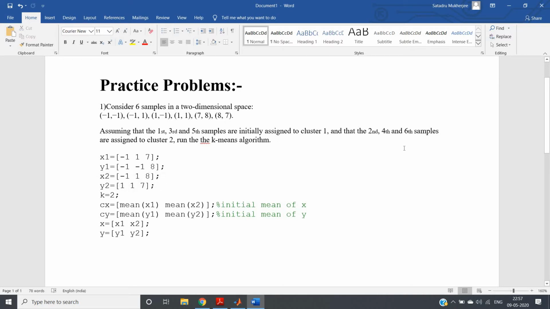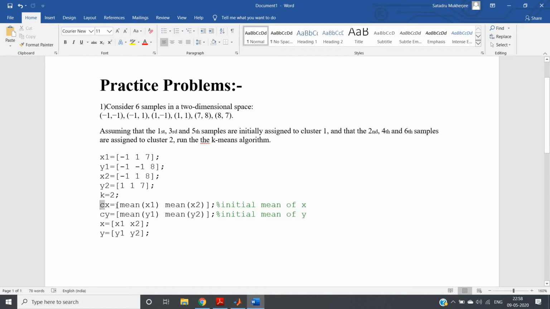Now similarly you have to write X2 and Y2. These X2 and Y2 are basically the coordinates for the second, fourth and sixth samples. See, the second one is -1 1, so -1 and 1. The fourth one is 1 1, so 1 and 1, and the sixth one is 8 7, so 8 and 7. Basically we have taken the X and Y coordinates of the two different clusters in X1 Y1 X2 Y2. Now for this particular problem K is 2, because the number of clusters is 2.